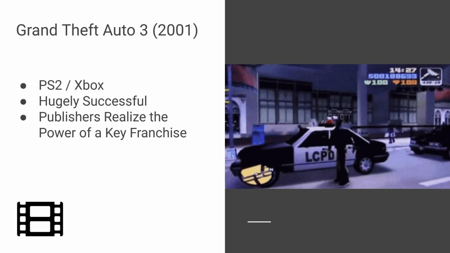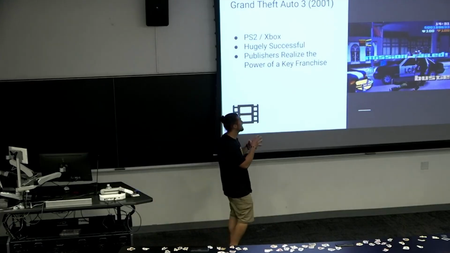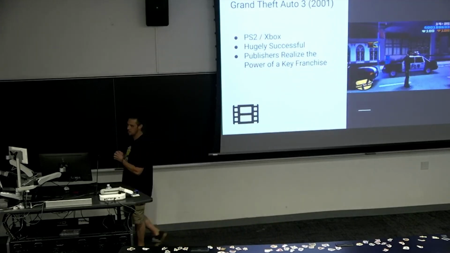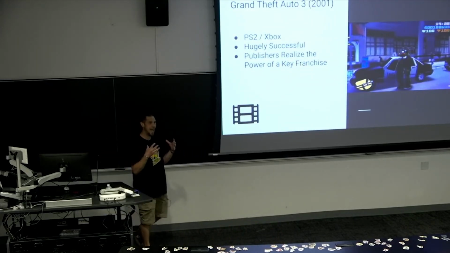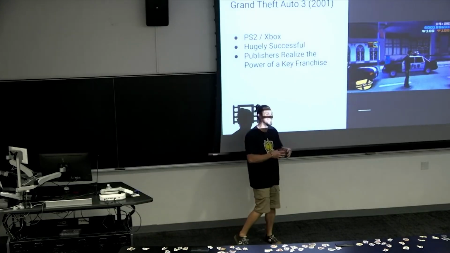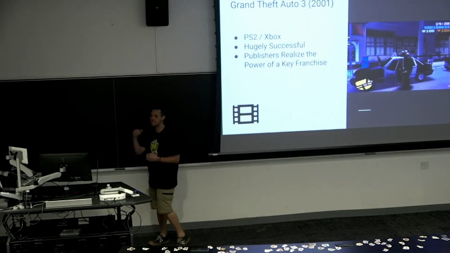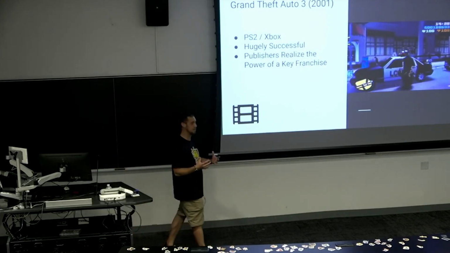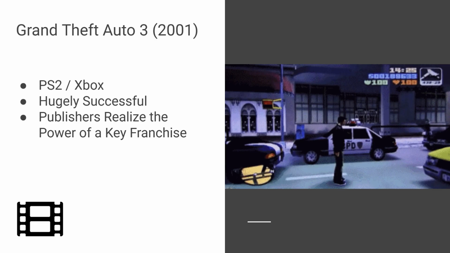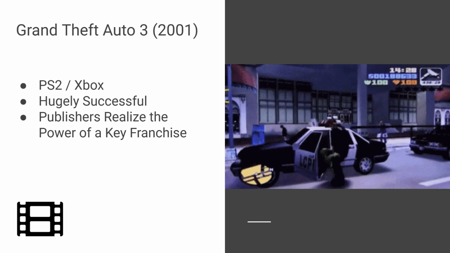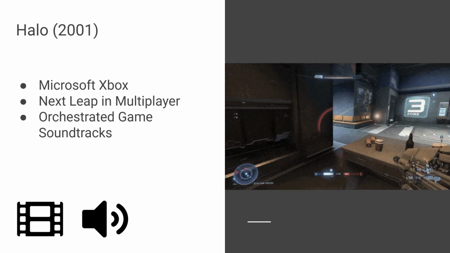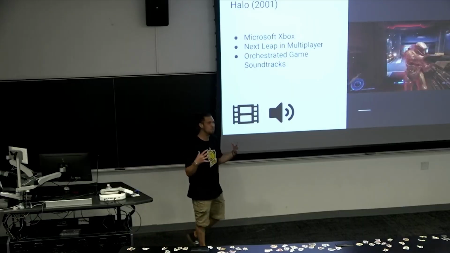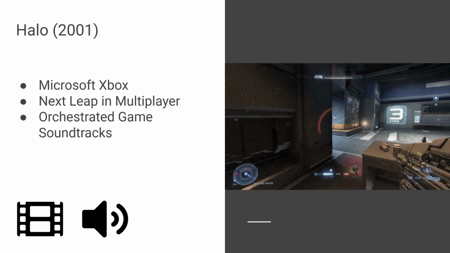Grand Theft Auto 3 in 2001, hugely successful. What came out of Grand Theft Auto is publishers and game makers alike realizing you need the power of a key franchise. You need a staple. You need a Mario to succeed in this world. You need the Grand Theft Autos. You need the Sonics, because they're your staple. And you still see that to this day. Some of these staple games are still released yearly or bi-yearly, just to keep that ship afloat. Halo in 2001, a huge leap in multiplayer games, as well as the soundtrack. A fully orchestrated soundtrack in Halo, one of the first games to do that.